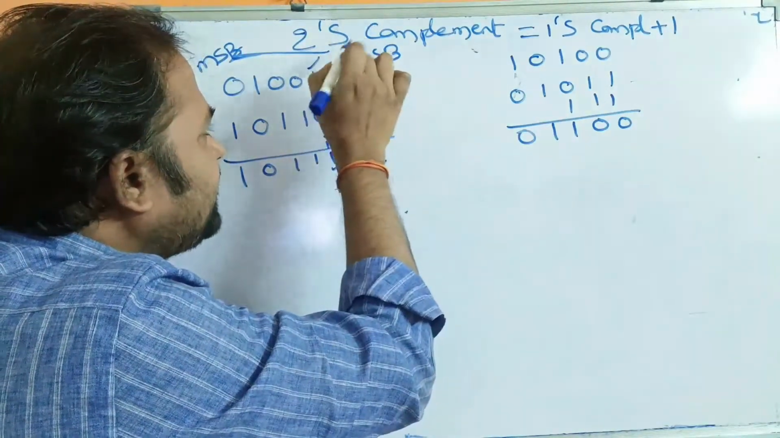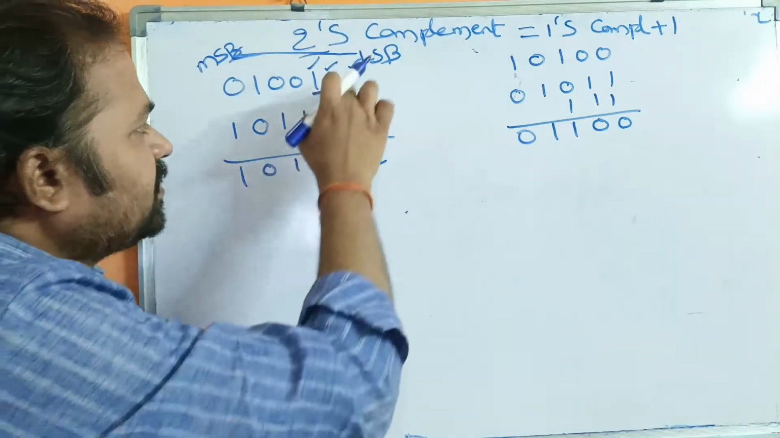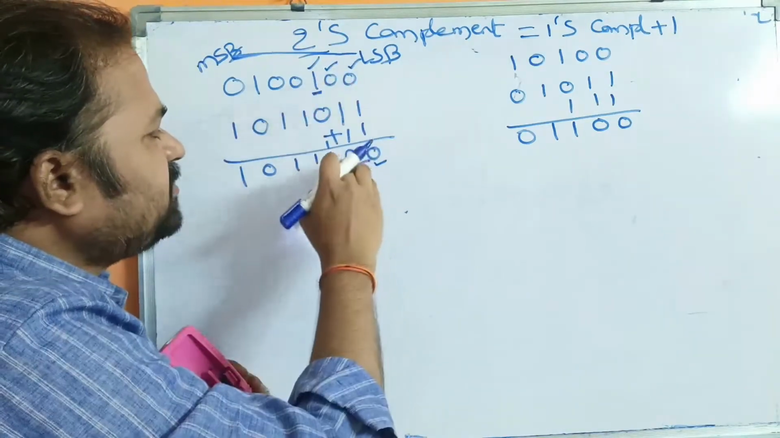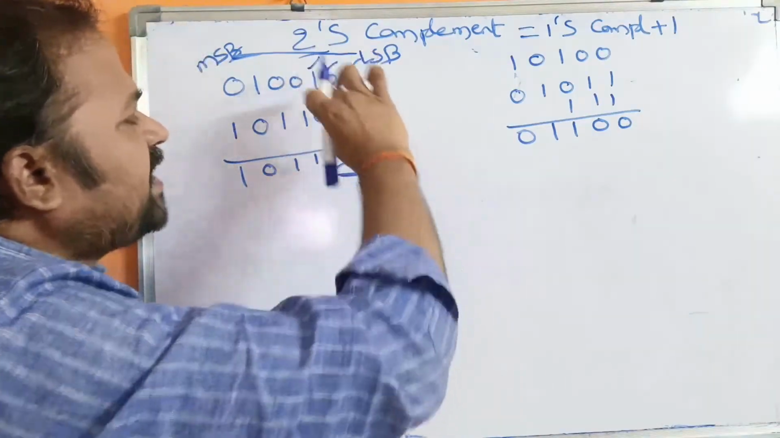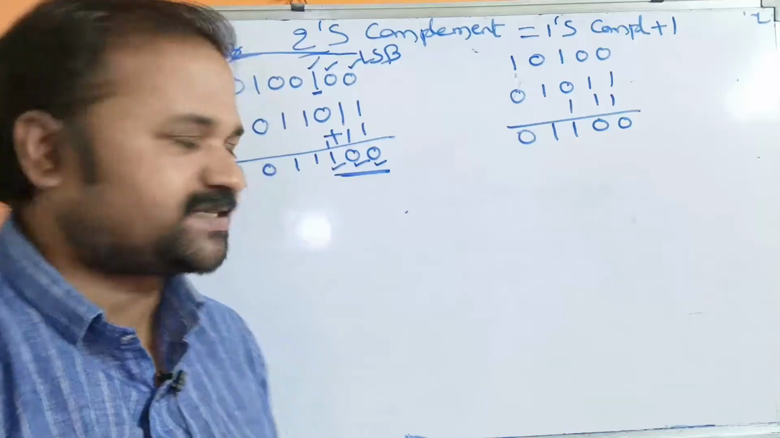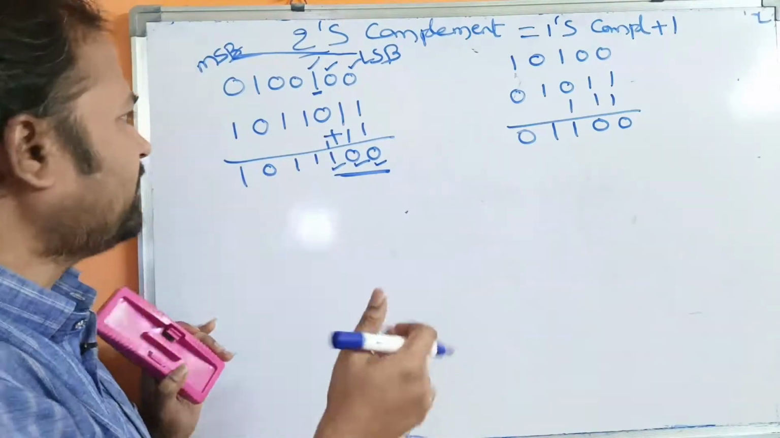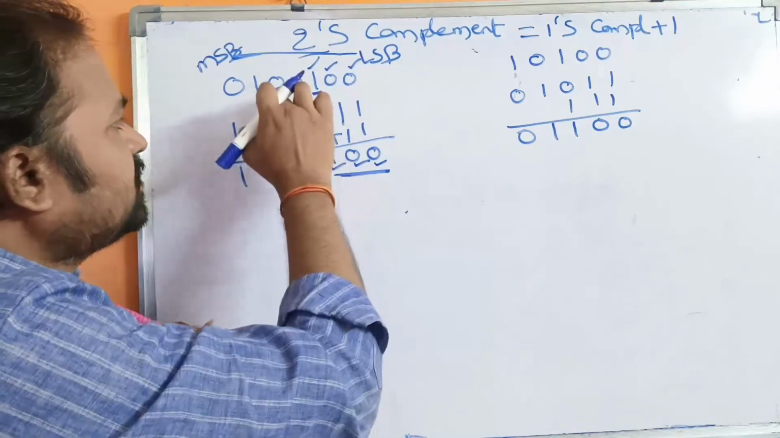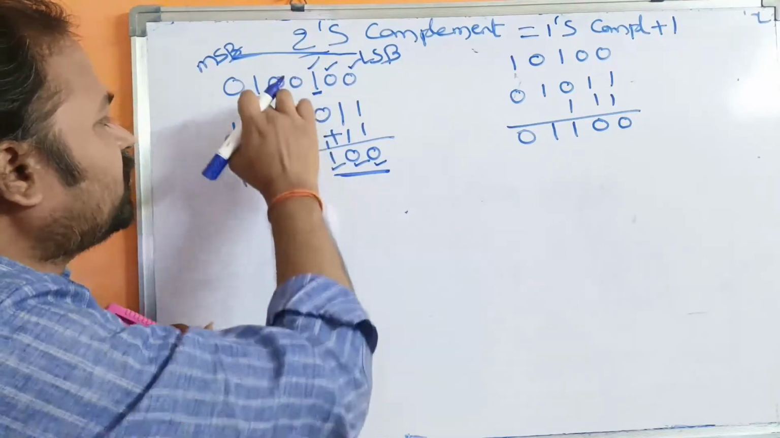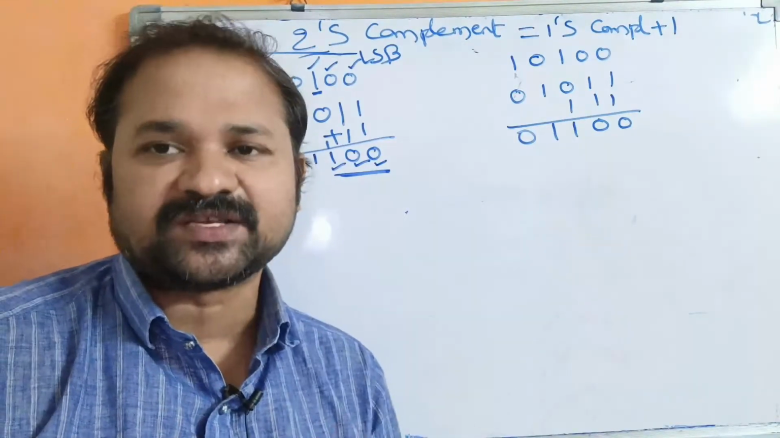Why? Because here we are reading the data from least significant bit to the most significant bit. So keep this 0 as it is, keep this 0 as it is, keep this 1 as it is. So up to 1 we have to keep the bits as it is. But after 1 we have to complement each and every bit. So 0 will be changed to 1, 0 will be changed to 1, 1 will be changed to 0, 0 will be changed to 1. So this is the logic here.